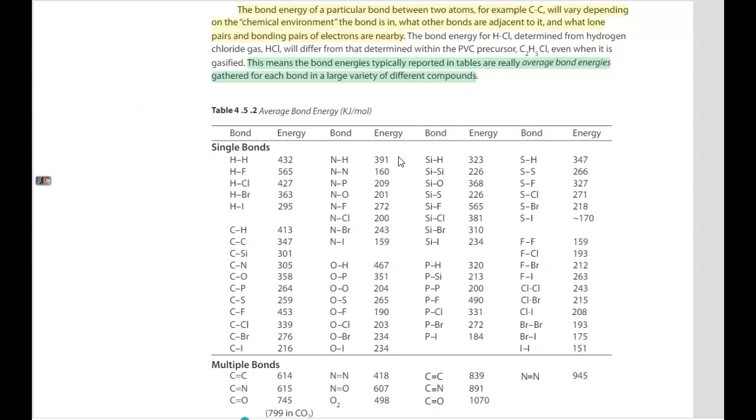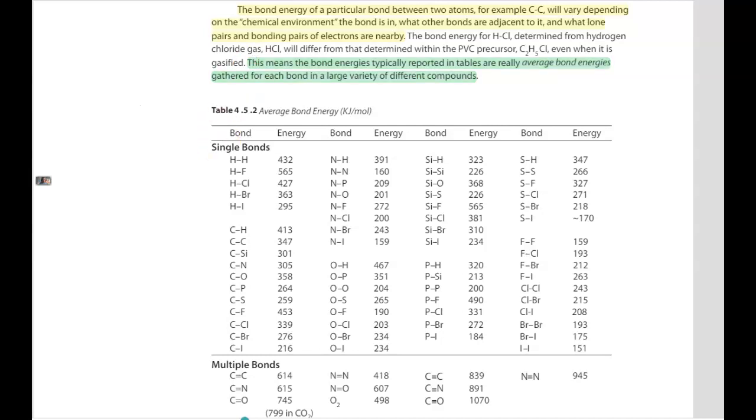These values will not be necessarily true for any one molecule, which is why they're called average bond energies. The actual energy associated with a particular bond depends on the molecule it's in and its neighboring atoms. And that's what it says up here in yellow, that the bond energy of a particular bond between two atoms will vary depending on the chemical environment it's in. This means, and I'm now reading the green bit, that bond energies typically reported are average bond energies over a large variety of compounds that give us a fairly accurate value. The significance of that will be addressed later, but just know that these are average bond energies.